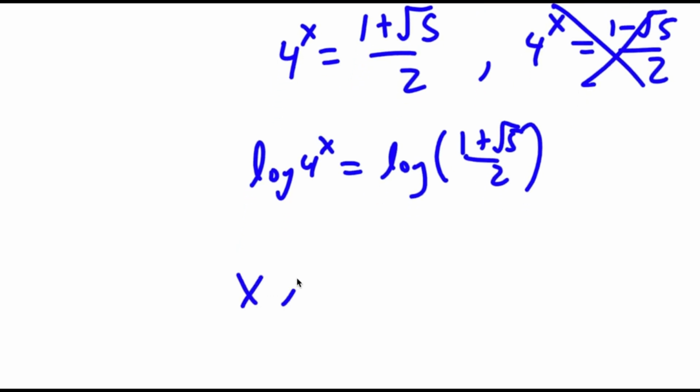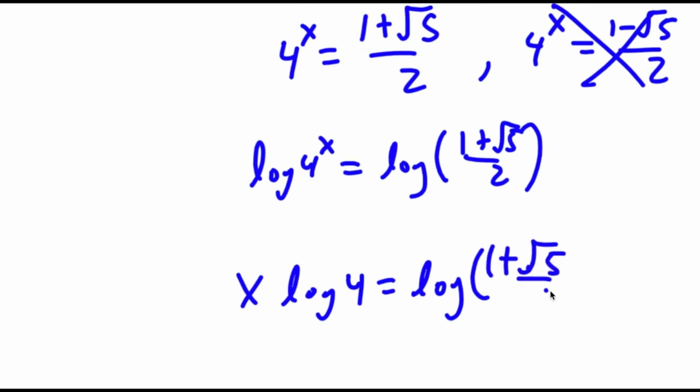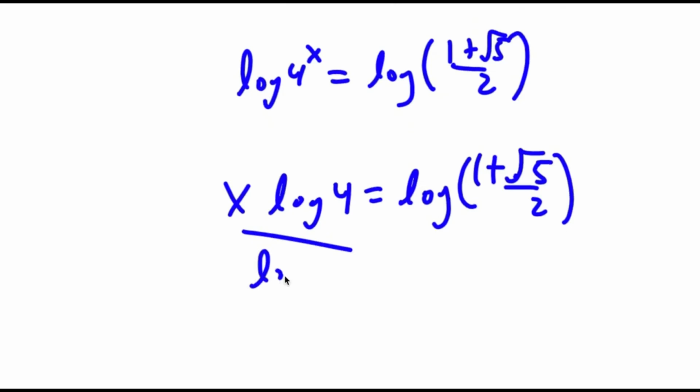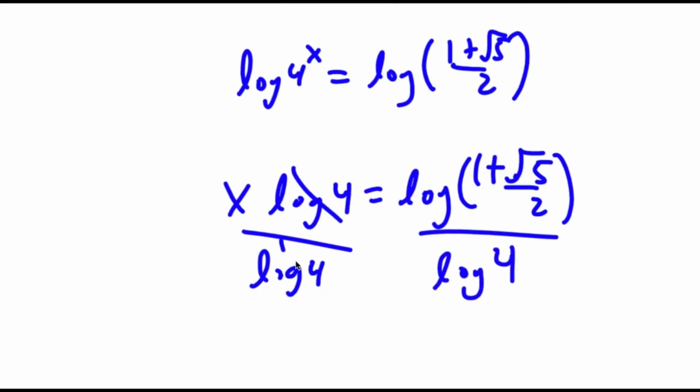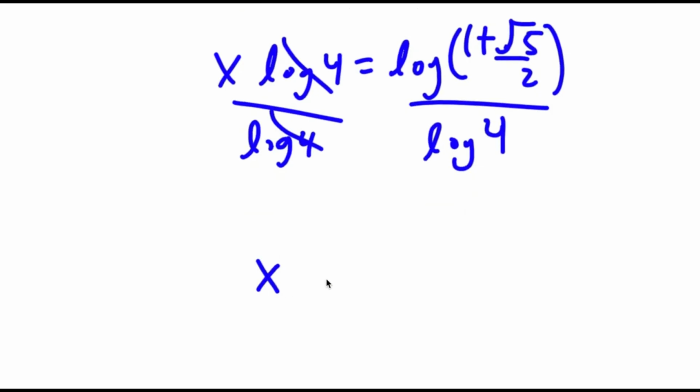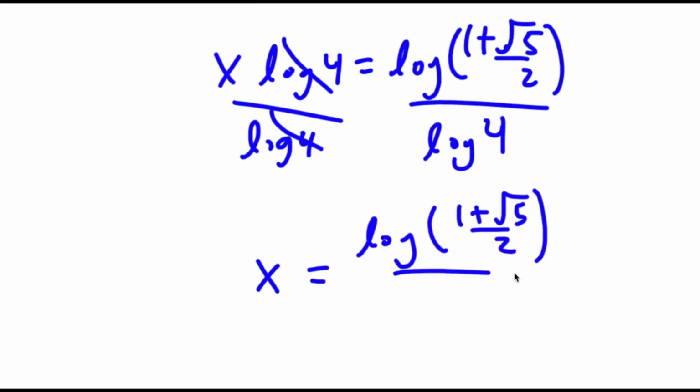So now I have x times log 4 is equal to log of (1 plus the square root of 5) over 2. Now if I divide both sides by log 4, these two cancel out, and I get x is equal to log of (1 plus the square root of 5) over 2, over log 4.